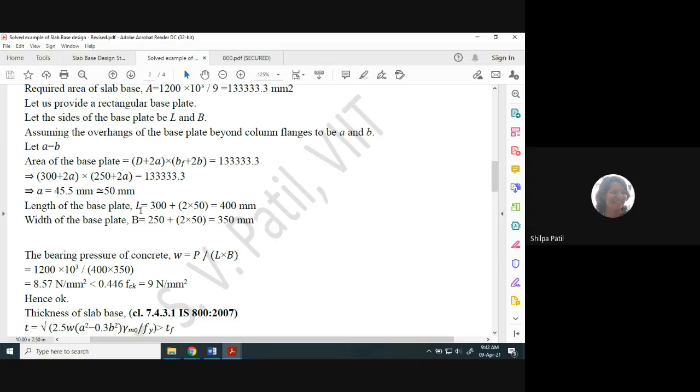Now based on this A value, we can simply put the value of A in this expression to find out the length and width of the base plate. So the length of the base plate is coming as 400 mm and the width is coming as 350 mm. Now we have to find out the thickness of the plate.